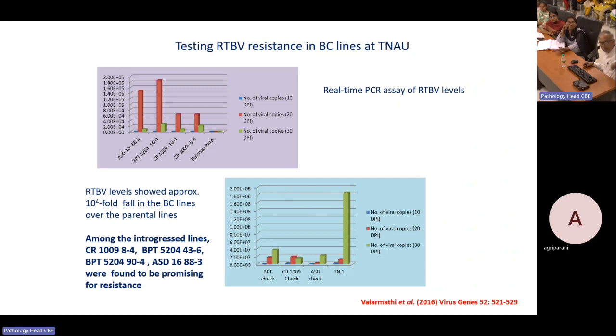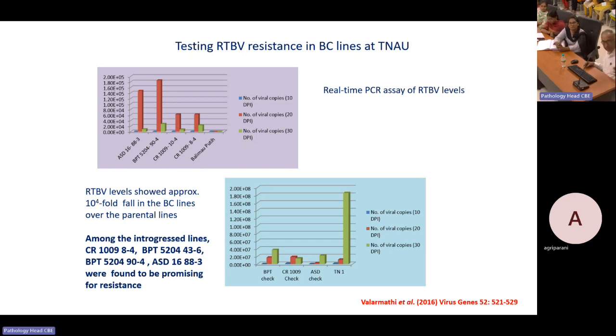So you have the backcross variety from the top, number of viral copies at 10 days after inoculation, after 20 days of inoculation, the orange bar, and 30 days after inoculation, the green bars. The viral levels increase and then start falling. And if you compare with the parental lines, the scale is 10 to the power 8, whereas in the backcross lines, the scale is 10 to the power 5. So at least a 1000-fold decrease in virus levels under the same conditions.